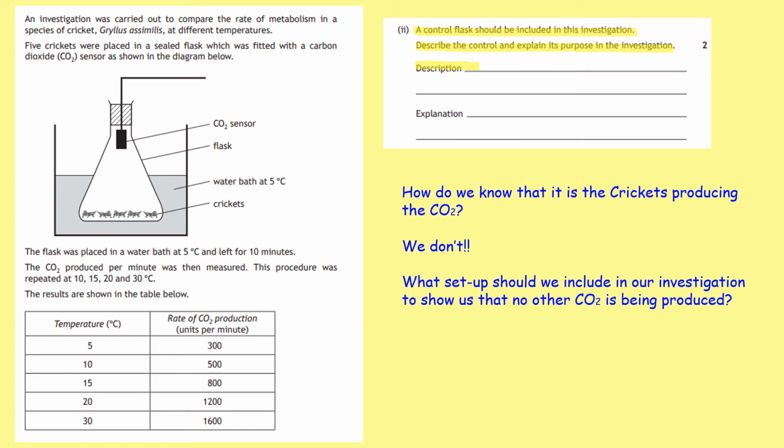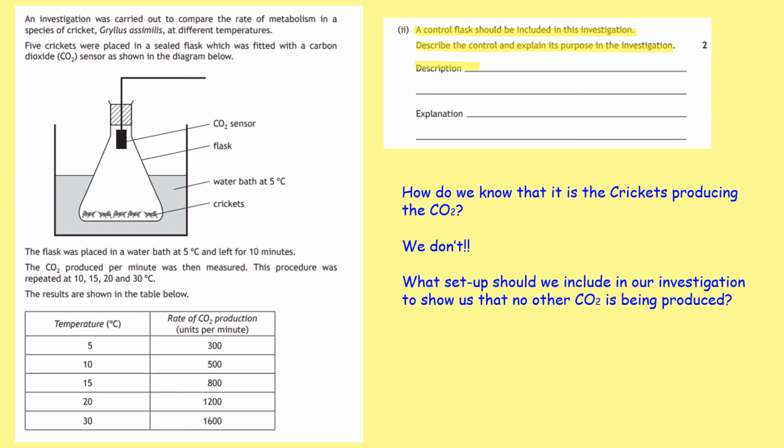So that's what a control is. It's an experiment set up that is going to in some way show that what is causing the outcome is what we've put in the experiment and nothing else. So this first question is asking you, what should that experiment look like that's going to show us that it's the crickets causing the production of carbon dioxide and nothing else?